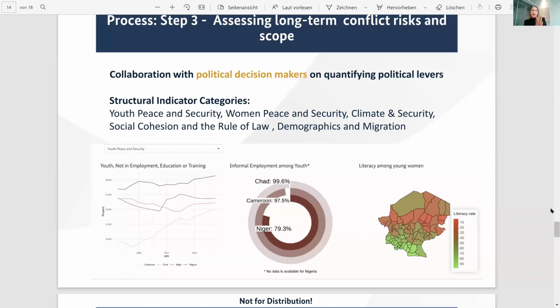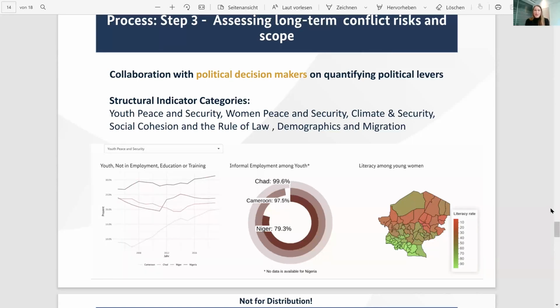It would be interesting then, to discuss with the political decision makers and practitioners more the context of those structural developments. Then in the middle, so to speak, of our screen, you can see informal employment among youth in the three countries, Chad, Cameroon, and Niger. You can see that the percentage is highest in Chad and second in Cameroon and last in Niger. Which again shows the lack of perspectives that youth has in those related countries.